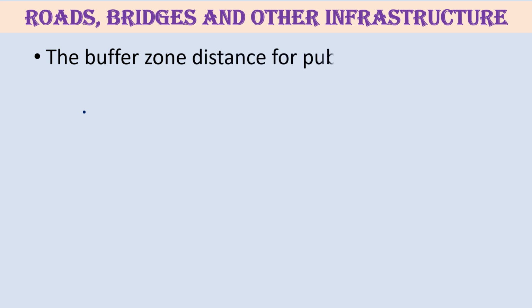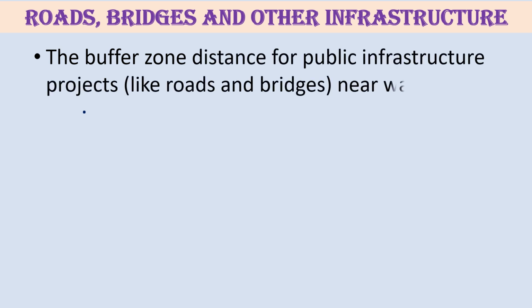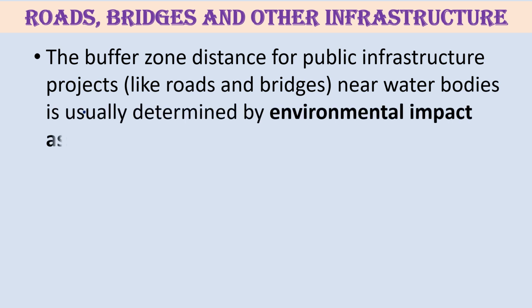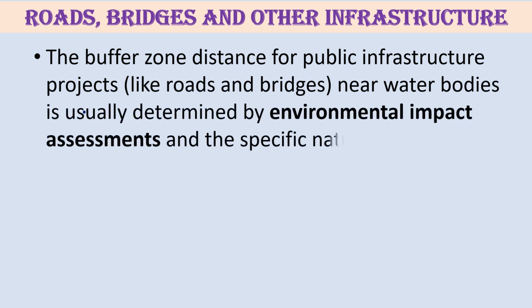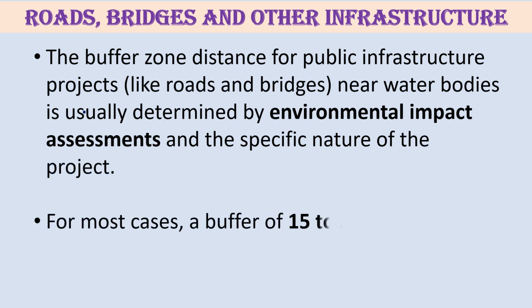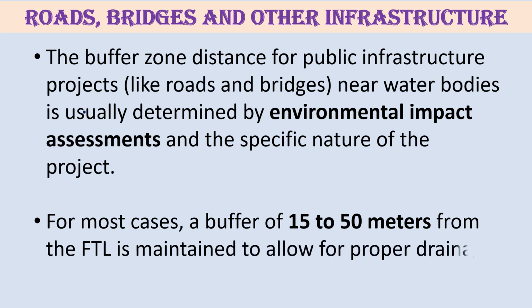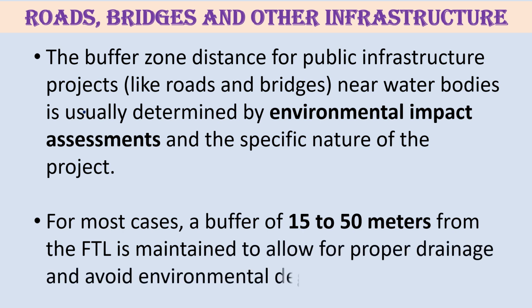Roads, bridges and other infrastructure. The buffer zone distance for public infrastructure projects like roads and bridges near water bodies is usually determined by environmental impact assessments and the specific nature of the project. For most cases, a buffer of 15 to 50 meters from the FTL is maintained to allow for proper drainage and avoid environmental degradation.